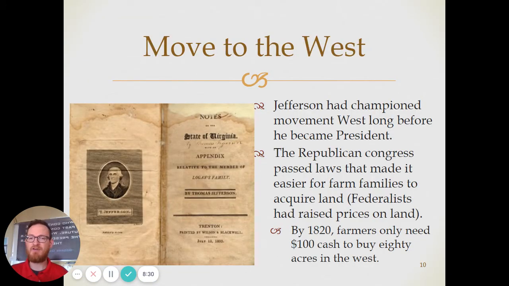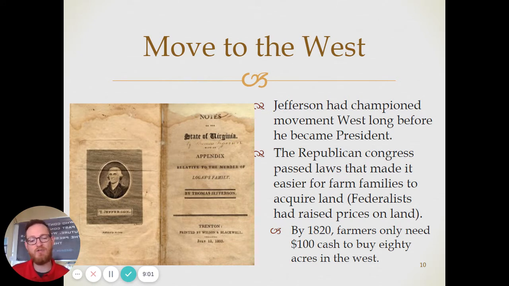Again, remember Jefferson was very much for agriculture and people farming, and he saw people moving west as very, very important because there was a lot of land out there and that people should move out there and should farm. And that's why you're going to see the Republican Congress make it a lot easier for farm families to acquire land. Whereas the Federalists had raised the price on farmland, the Republicans would continually throughout Jefferson's presidency and Madison and Monroe do whatever they could to reduce the price of land out in the West.